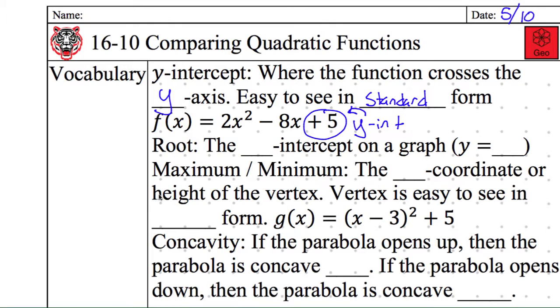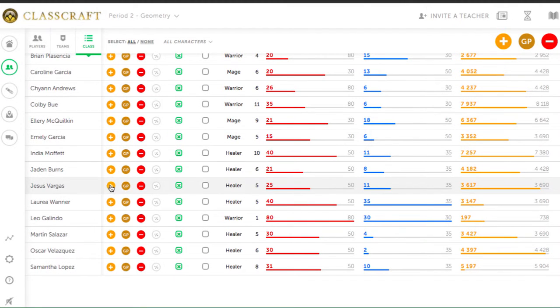So, Chewy, this is for you. The root is the what intercept on a graph? Look at the bottom right. Ah, there it is. The x-intercept on the graph. Thank you, Chewy. I now have your card. Please bring it to me.